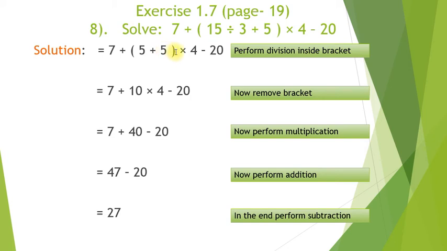Now 5 plus 5, we have to perform the operation inside the bracket, then we have to open the bracket. Now we have to remove this bracket by applying 5 plus 5. Now we get 5 plus 5, we get 10.